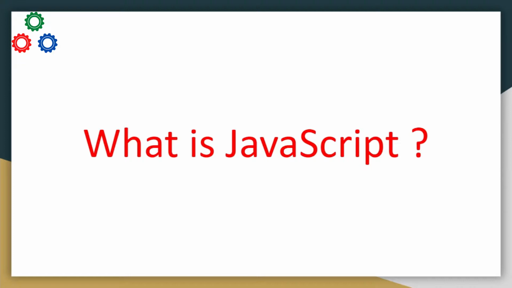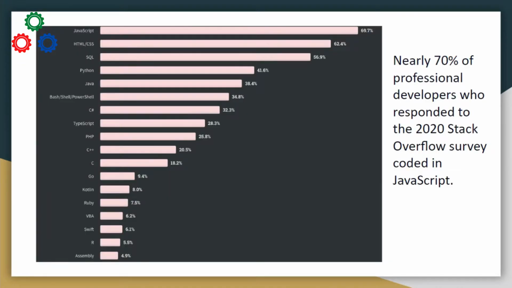JavaScript is one of the most popular and widely used programming languages in the world. It has been growing faster than any other language. Hence you can see that nearly 70% of professional developers who responded to the 2020 Stack Overflow survey all coded in JavaScript. Netflix, Walmart, and PayPal also use JavaScript in their applications.